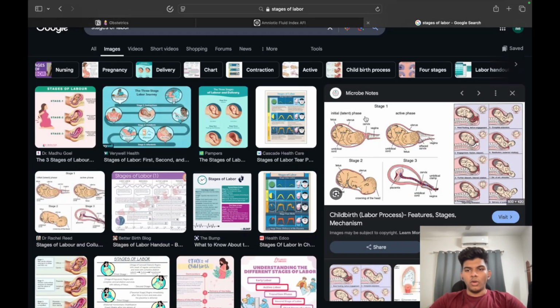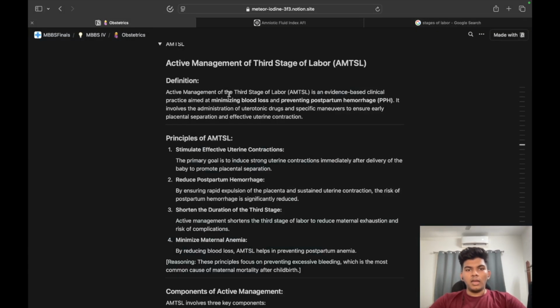So here you already know. Stage 1 is the initial phase where the dilatation of cervix occurs. So this one is that, and you can see in the image. And in stage 2 the baby comes out, and in stage 3 the delivery of placenta happens. So delivery of placenta, along with the umbilical cord, during this process there could be a lot of hemorrhage, and that itself is postpartum hemorrhage. So in order to reduce that, we actively manage the third stage of labor. So that's what it means here.